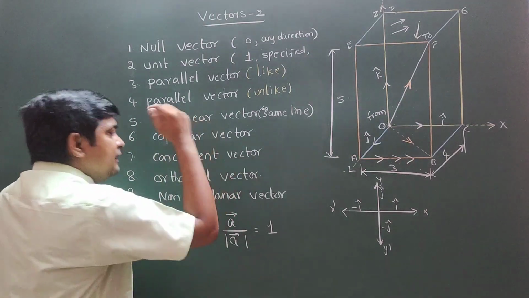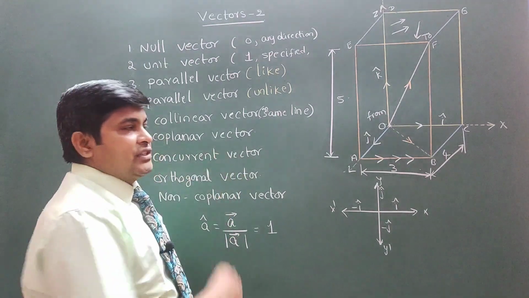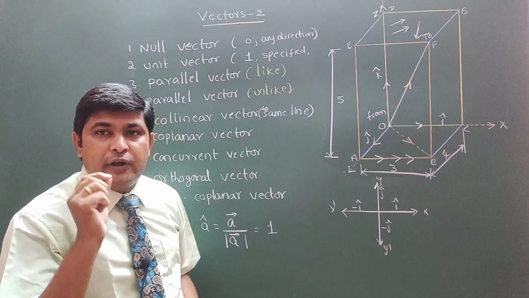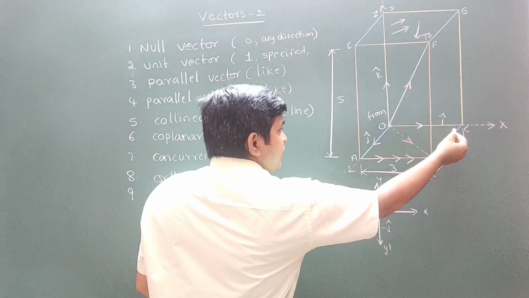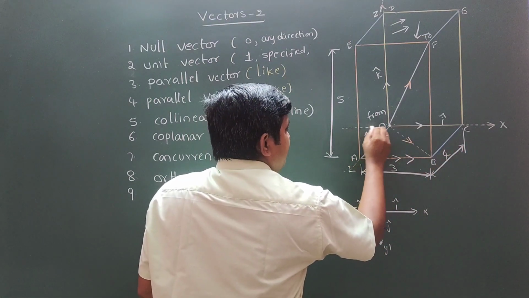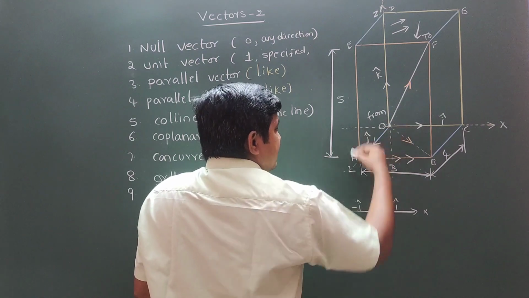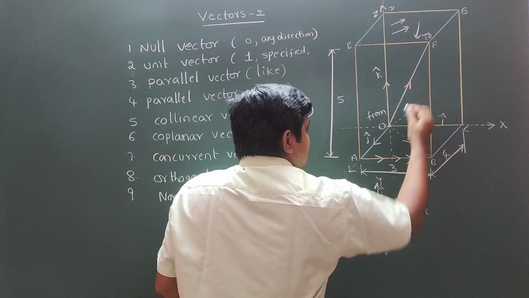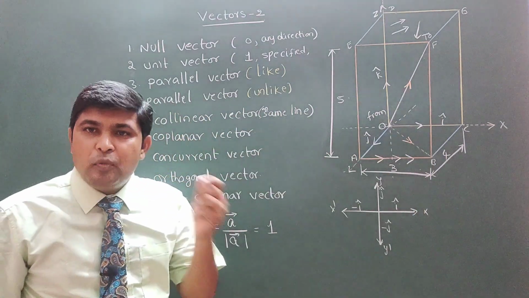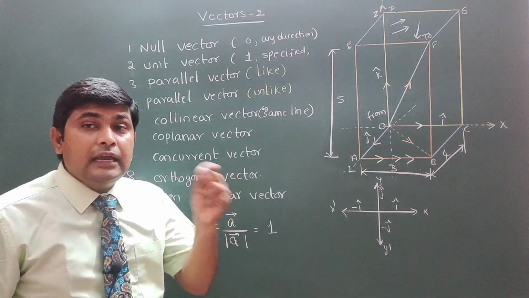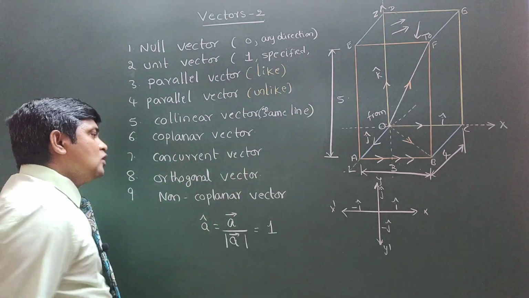Next, concurrent vector. Their line of action passes through a common point. Let us take the origin only. If I extend this, I get x dash in this direction, z dash in the downward direction, and y dash in this direction. All these 3 vectors are passing through the common point, so such vectors we call concurrent vectors.